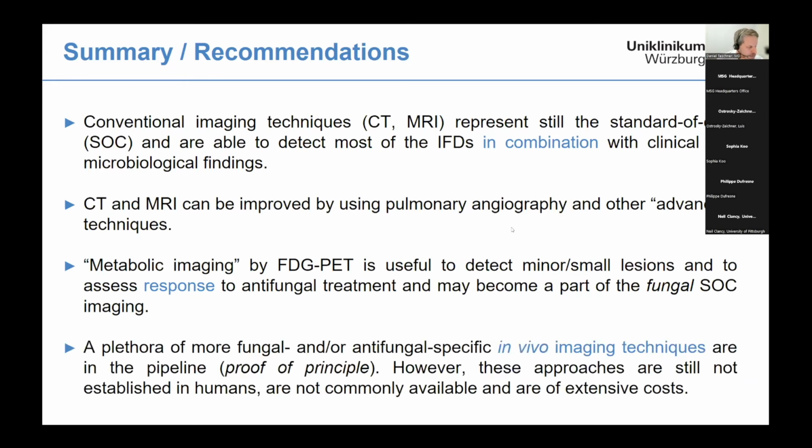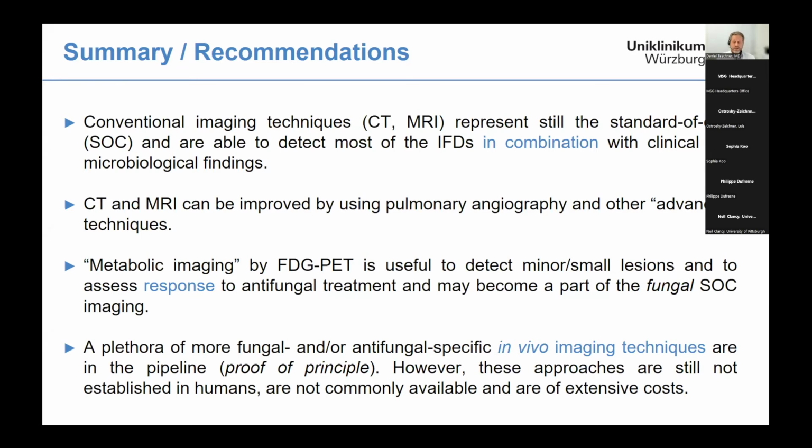And luckily, there is a plethora of upcoming in vivo imaging techniques that may give us in the future the opportunity to be more fungal specific, not only checking for the growth and appearance of the lesions or their metabolic activity, but even to check whether it's really fungus that we are treating here. However, this is not established in humans now. There are a lot of proof-of-principle studies in mice, but it's not established in humans.